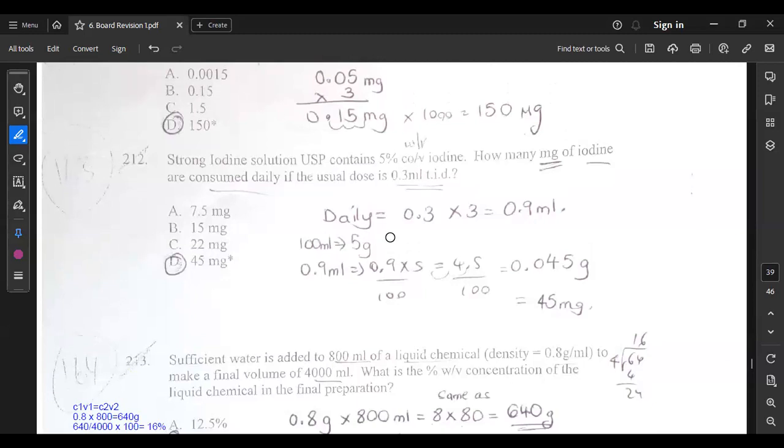So 45 milligrams, because we'll do 5 grams are in 100 ml. So we will find how many grams of iodine are in 0.3 ml, which we are getting 0.045 grams, and then that gives you 45 milligrams.